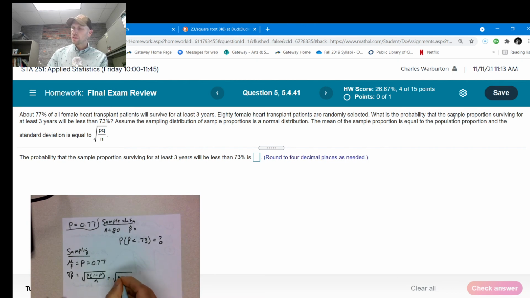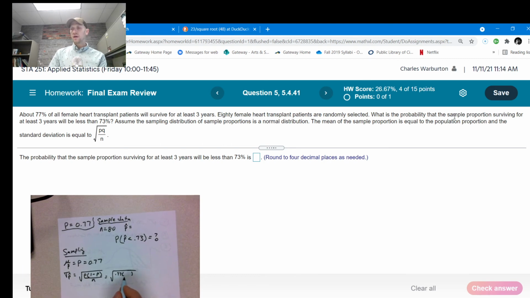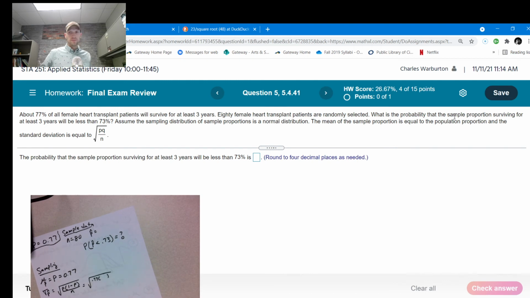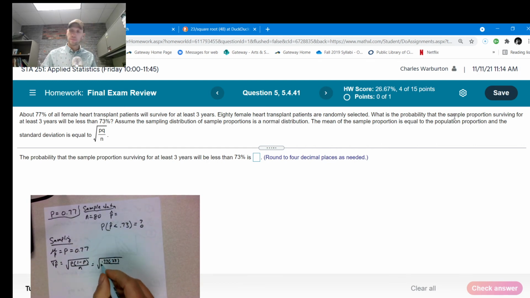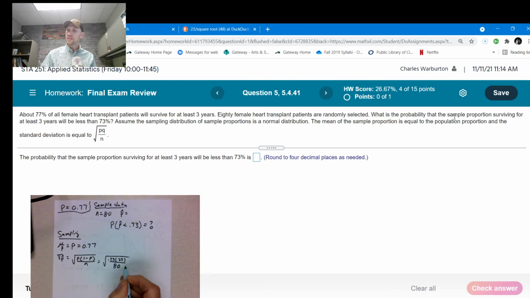The square root of 0.77 times 1 minus 0.77 should be what? One minus 0.77 is 0.23. Divide that by n. N is 80. And now let's calculate that out.